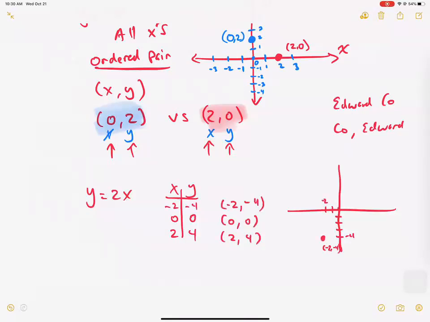Graphing 0, 0, that's right in the middle. 0 spaces to the left, 0 spaces to the right. And then last one, 2, 4.